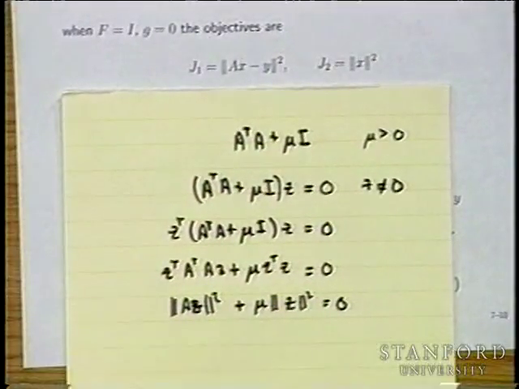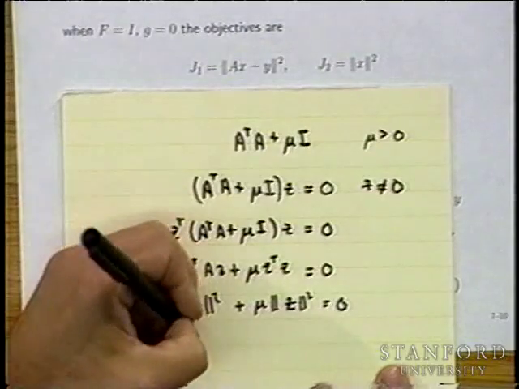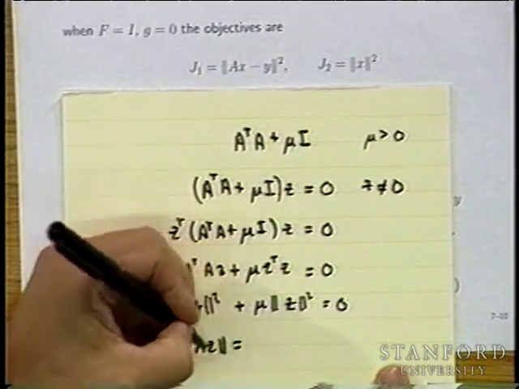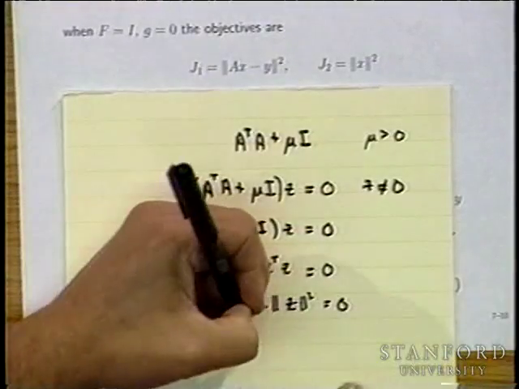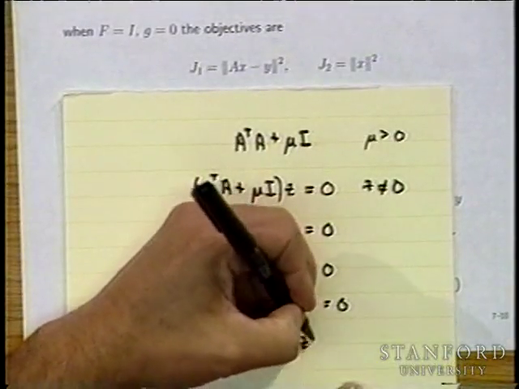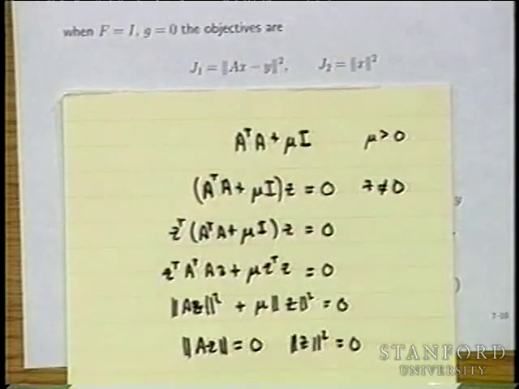And now I'm going to use a very, very deep mathematical fact. Ready for this? If you have a sum of two non-negative numbers and the sum is 0, you can make an amazing conclusion. That is that both the numbers are 0. Everybody follow me? So norm Az squared is 0, so norm Az is 0, and norm z is 0.